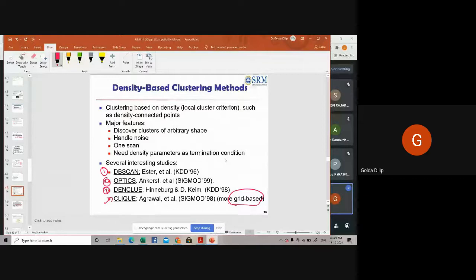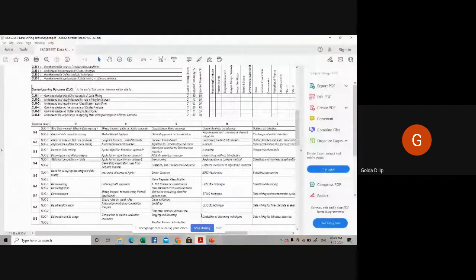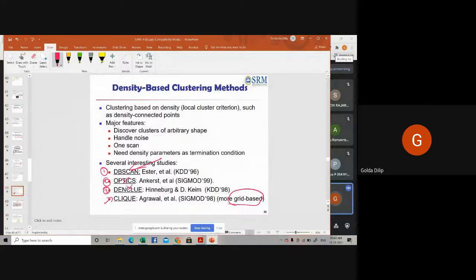Among these various algorithms, we will be discussing only DBScan. OPTICS and DENCLU are not mentioned in your syllabus, so we will not be discussing those. After DBScan, I'll straight away discuss 2 grid-based techniques. One is STING and one is CLIQUE. So STING and CLIQUE will be discussed, and DBScan from the density-based clustering techniques. We go by the syllabus.